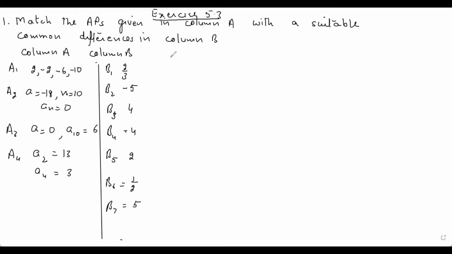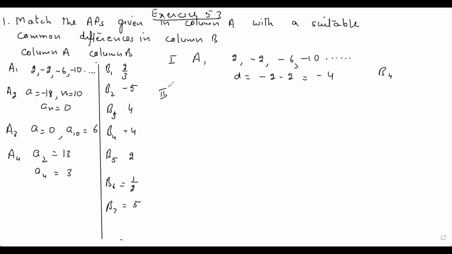Its first part is, here AP is given: 2, -2, -6, -10 onward. So what is d here? -2 minus 2, that is -4. So B4 is the answer. So A1 matches with B4.